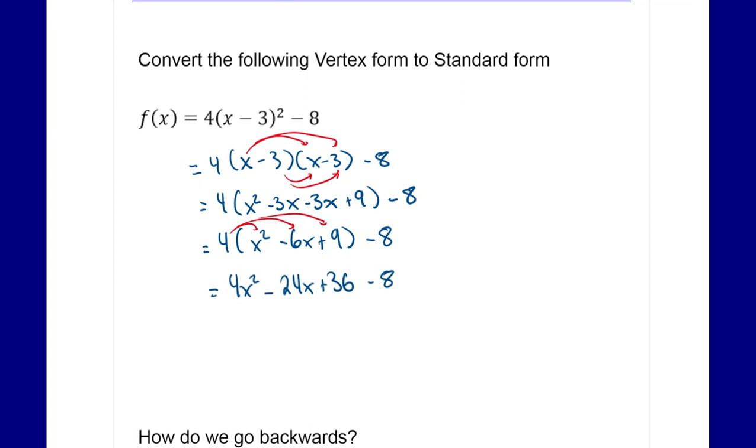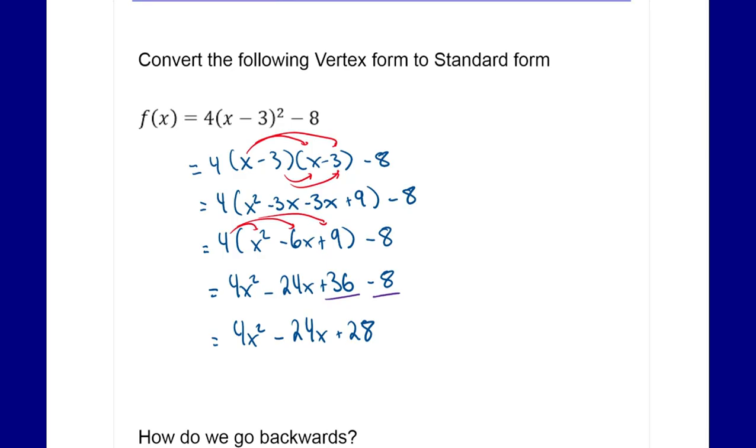So then we can collect our like terms at the end here. These two terms at the end. 4x squared minus 24x plus 28. So that's going from vertex to standard form, right? So that is just expanding.